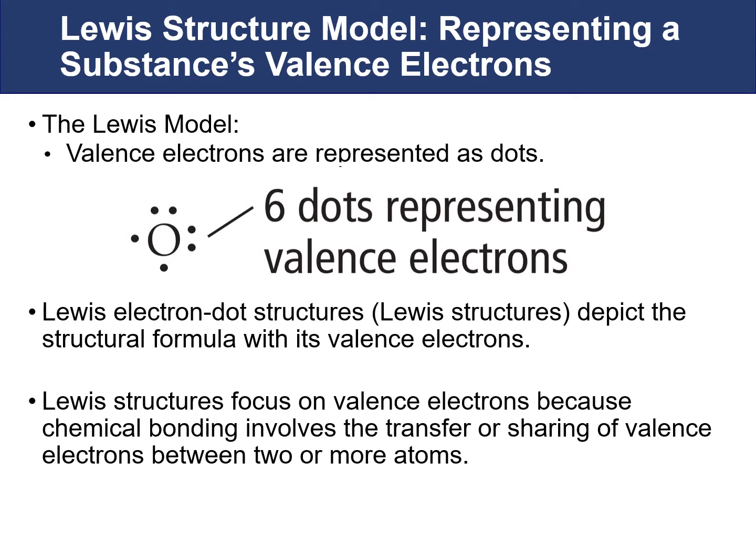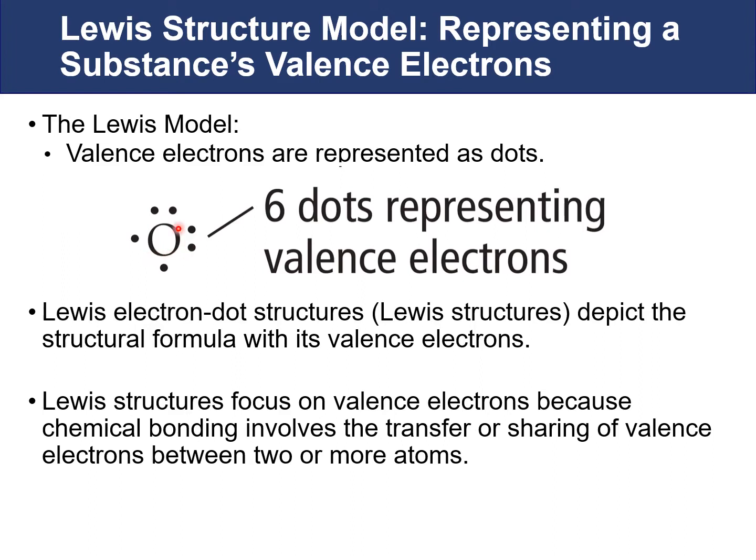The Lewis model can be thought of as a bookkeeping procedure for determining the total number of valence electrons that an atom has and how many additional electrons an atom needs in order to fill its current shell. In the Lewis model, what we do is we write down the chemical symbol and write around it the number of valence electrons that an individual atom has.